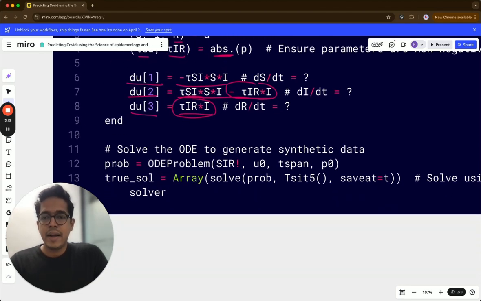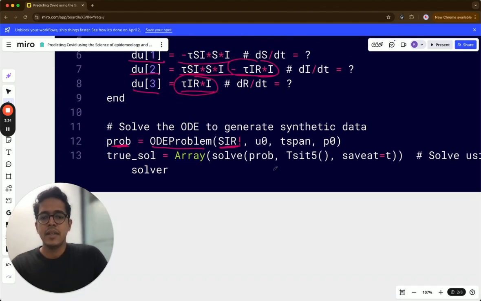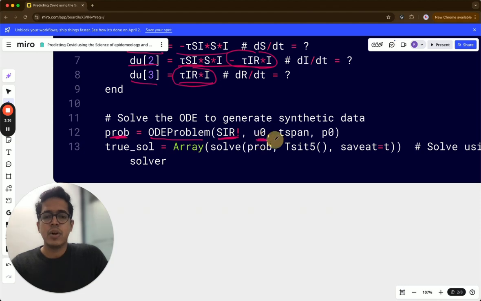And then we define the problem that we want to solve using this function called ODE problem. So this is from the package that we imported. It's already predefined. We don't have to define this ODE problem function, to which we pass the problem statement, which includes the ordinary differential equations. So SIR is this function. We pass the initial condition U0. We pass the time span for which we are solving. And we also pass the parameters, the tau values, which are the ground truth parameters P.